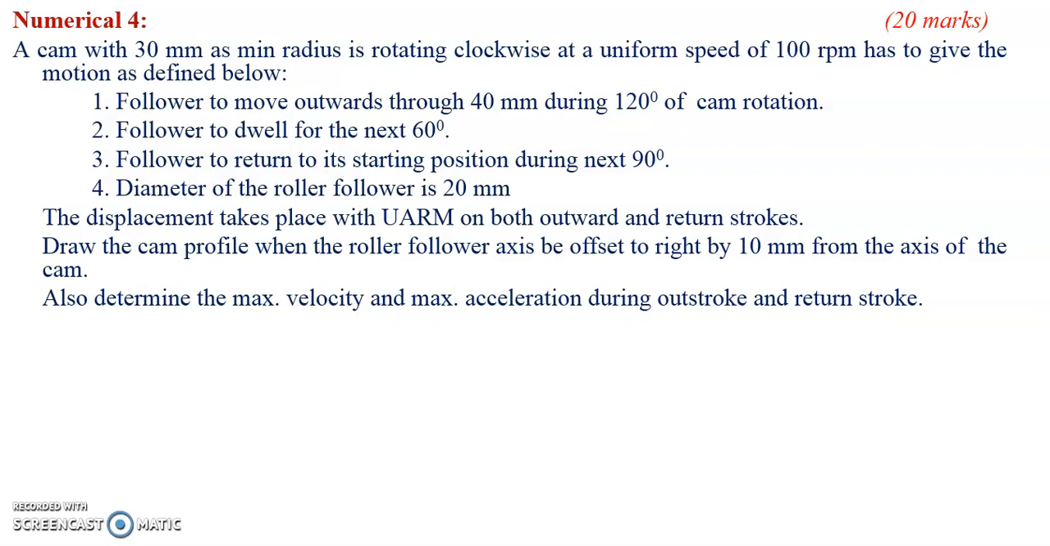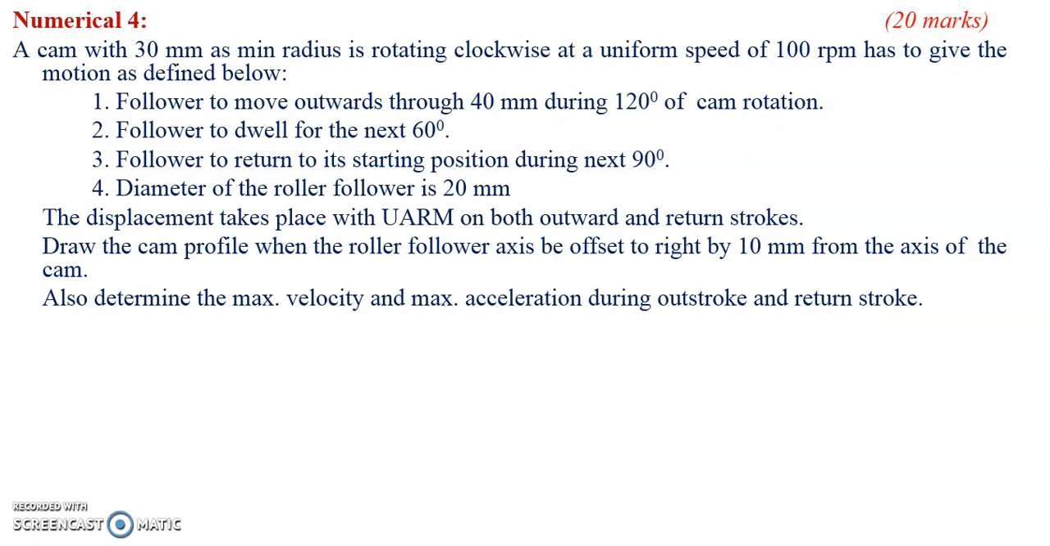So this is the same problem that we solved, but in this case the follower is offset. Let us read it again. Please concentrate, this is for 20 marks. So a cam with 30 mm as minimum radius is rotating clockwise at a uniform speed of 100 rpm, and has to give the motion as defined below.